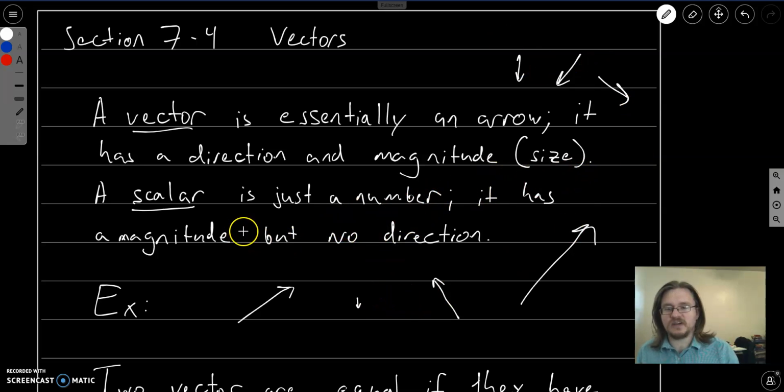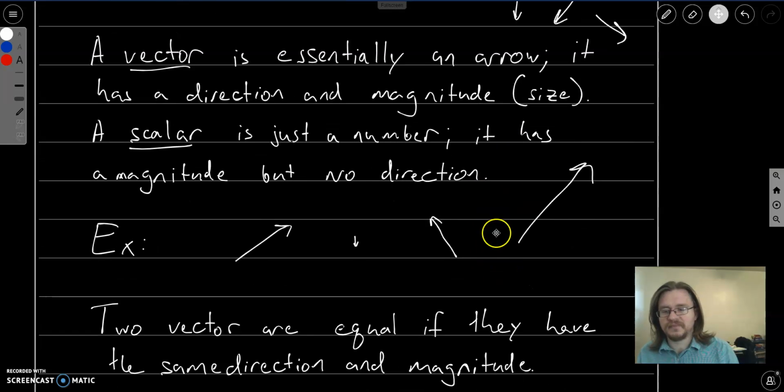Normally in mathematics we talk about numbers, and a number is what we're going to refer to as a scalar, as opposed to a vector. So the difference between a vector and a scalar is that a scalar is just a number. It has a magnitude. You can talk about the size of a number, but a number itself doesn't necessarily have a direction. So in order to define what a vector is, we do need to say that it's pointing in a direction.